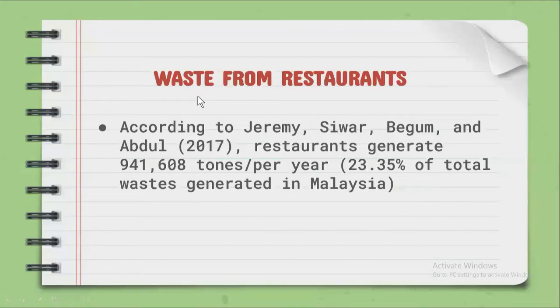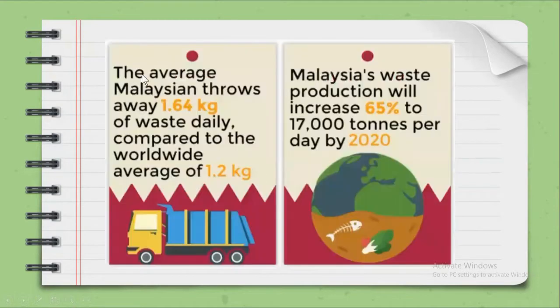Okay, this is the statistic of waste from restaurants in a study by Jeremy, Siwa, Begum and Abdul in 2017. Restaurants generate 941,608 tons per year, which is 33.35% of total waste generated in Malaysia. Okay, the average Malaysian throws away 1.64 kg of waste daily compared to the worldwide average of 1.2 kg. And the waste production of Malaysia will increase 65% to 17,000 tons per day by 2020.